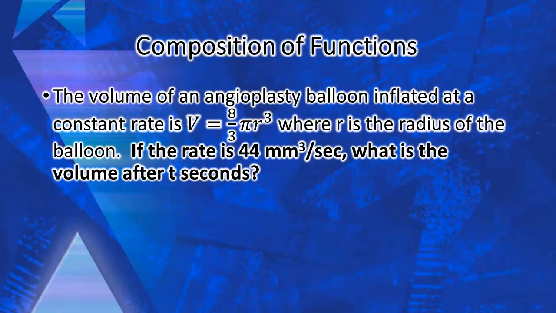The volume of an angioplasty balloon inflated at a constant rate is V equals 8/3 pi r cubed, where r is the radius of the balloon. If the rate is 44 cubic millimeters per second, what is the volume after t seconds?